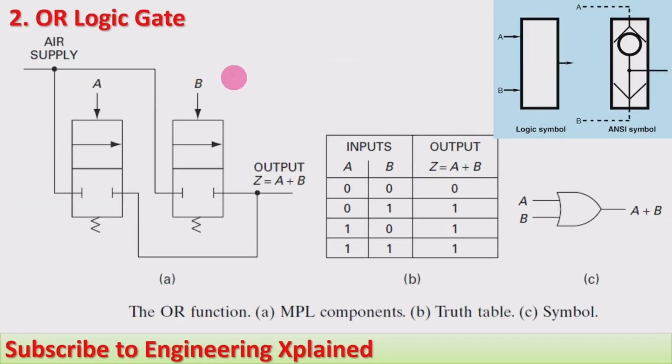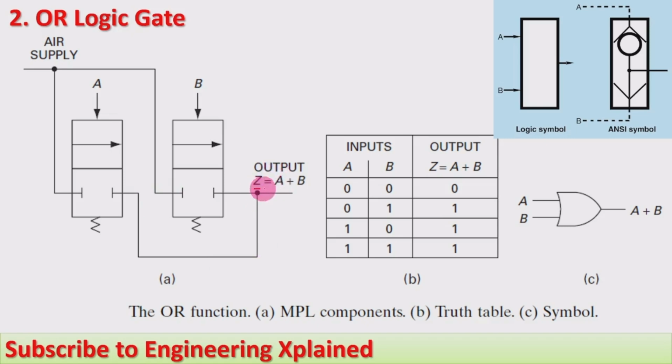Moving to the next, that is the OR logic gate. OR means that if any one of the A or B inputs is higher, the output will be higher. That can be represented by the moving part logic. The one component here, the air supply, can be supplied to A or it can be supplied to B. Any one, and we get the output from it.